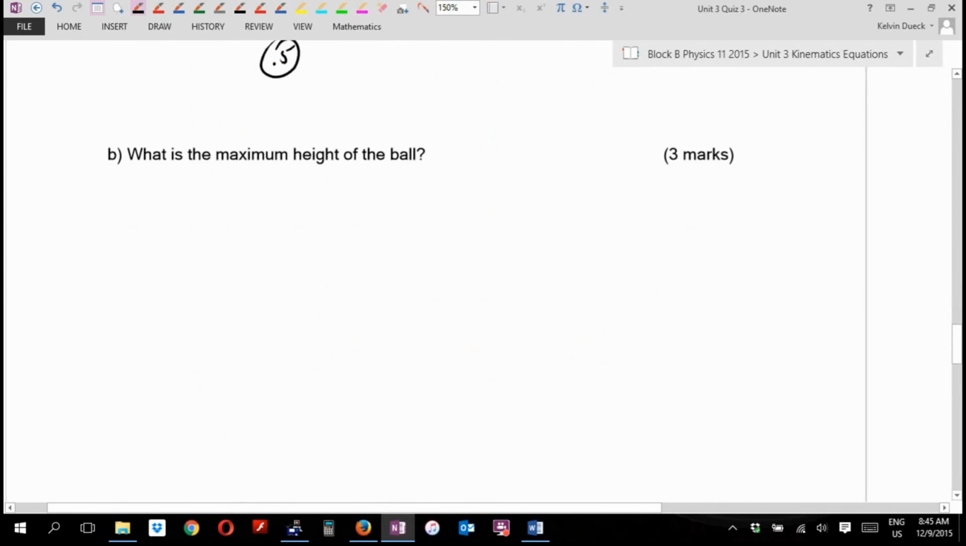What is the maximum height of the ball? Isabella, how many marks is this worth? I bet you this might involve 2 steps. Are you starting to figure out how I create my tests and do my marking scheme? So they want the maximum height. I think the first thing that I'm going to do is find how high the ball gets above the cliff.